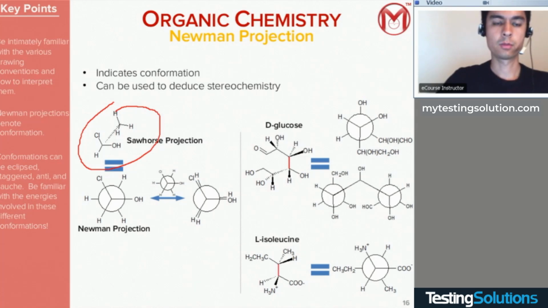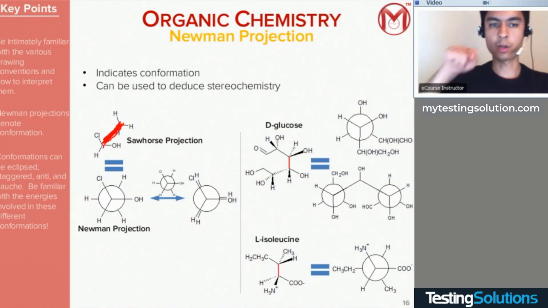So looking at this sawhorse projection, you can see I have the methyl group in the back, and the CCl, the COH, and the CH over in the front, the same molecule we've been looking at a couple times already. If I look down the axis of this bond, right here, if I orient it so that it's pointing directly at me, it'll kind of look like this.